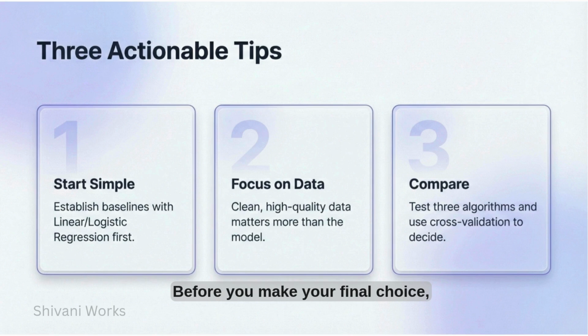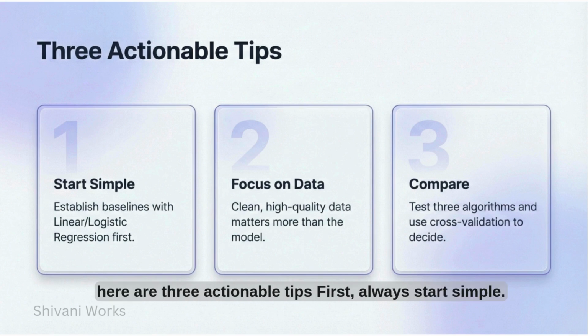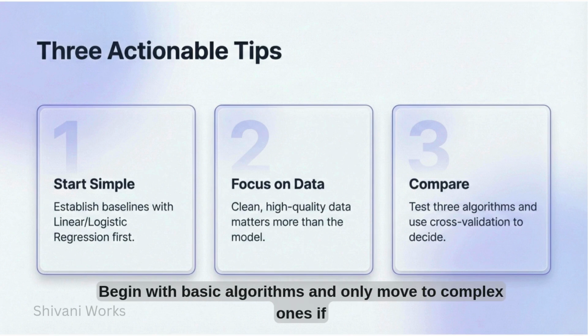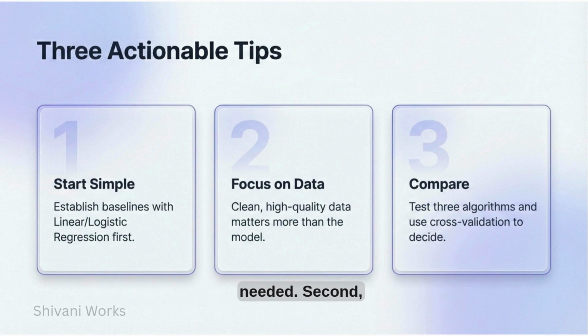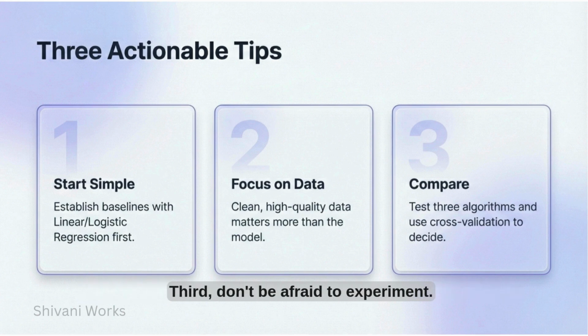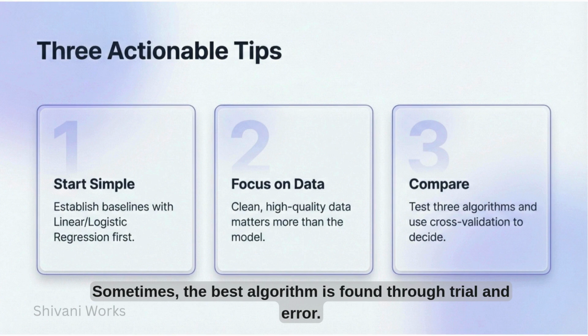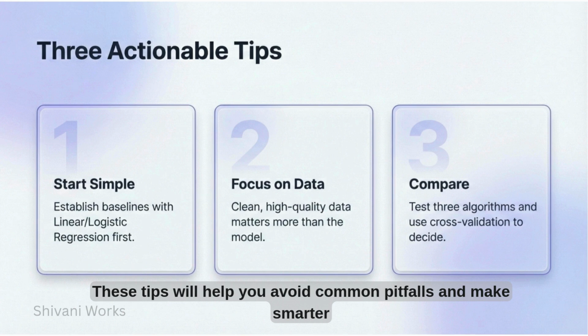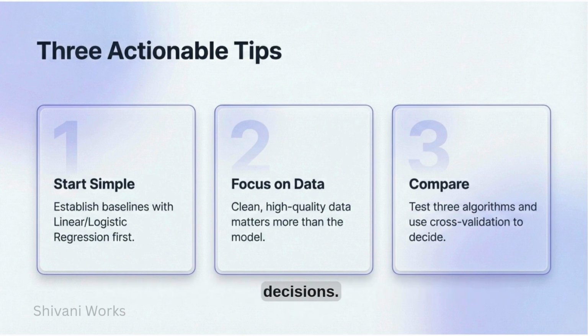Before you make your final choice, here are 3 actionable tips. First, always start simple. Begin with basic algorithms and only move to complex ones if needed. Second, validate your results using cross-validation or holdout sets. Third, don't be afraid to experiment. Sometimes, the best algorithm is found through trial and error. These tips will help you avoid common pitfalls and make smarter decisions.